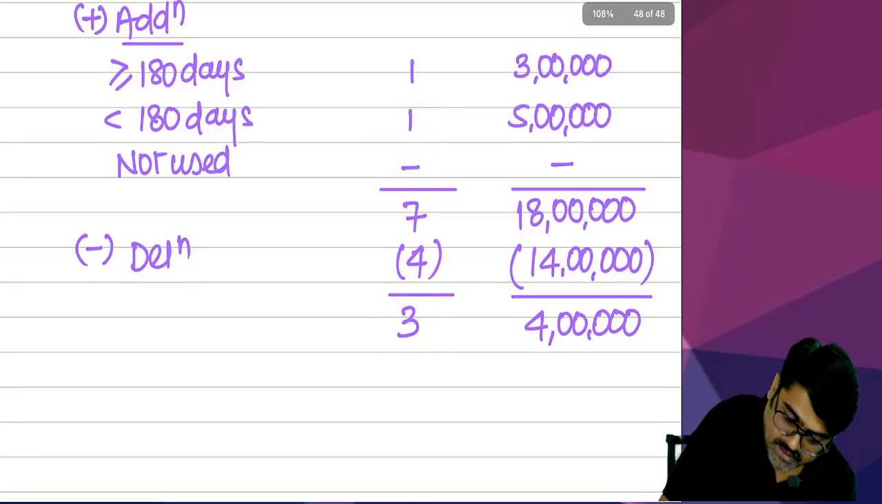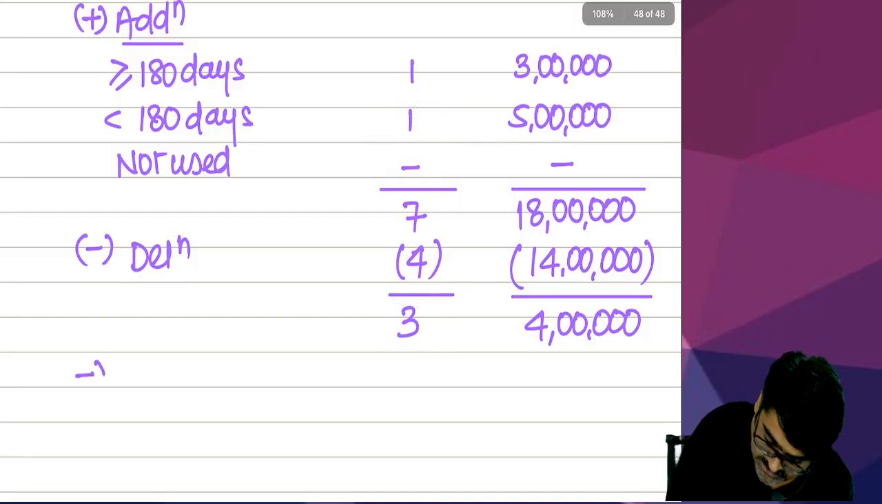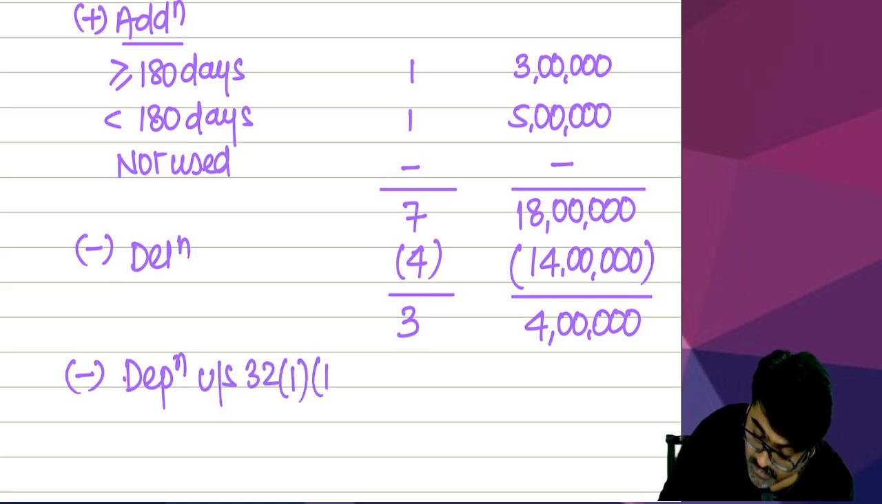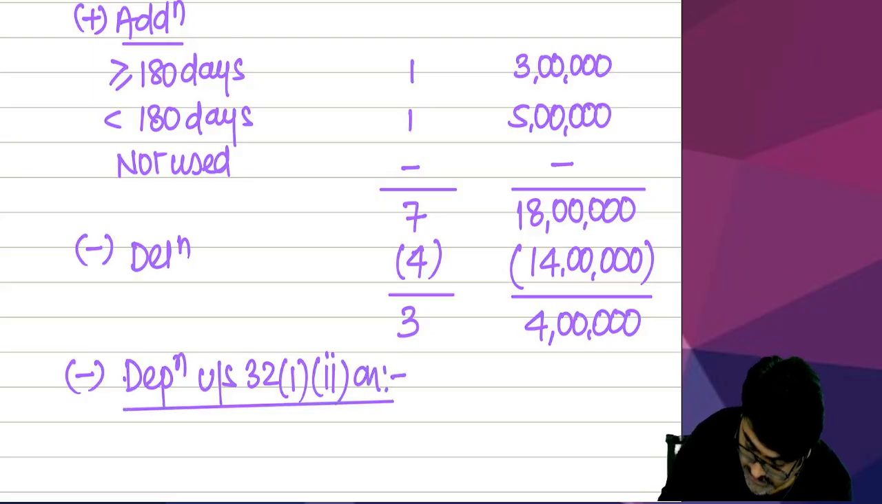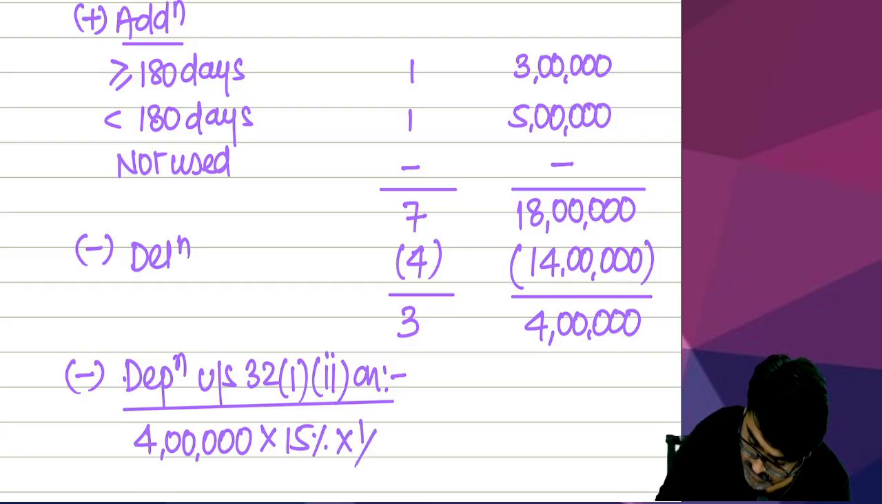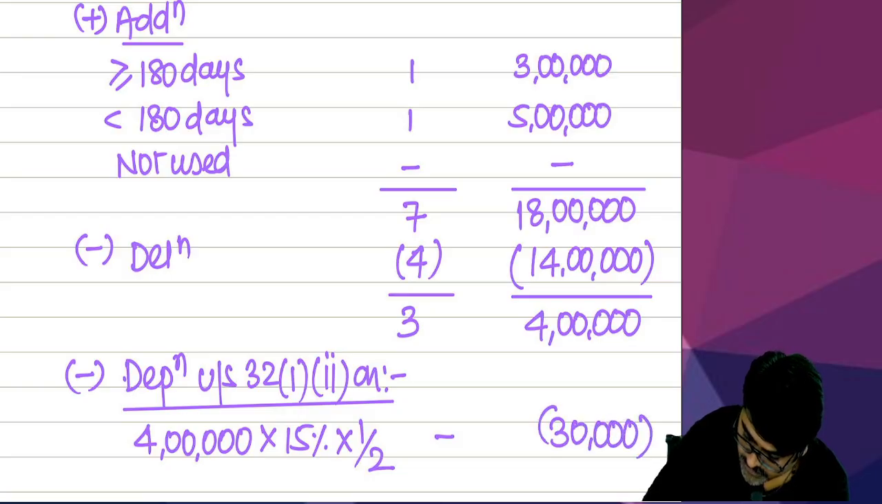So now tell me, if I will calculate depreciation, less depreciation under section 32(1)(2). On what? On entire 4 lakhs, you are going to apply what rate? Half rate. 15% into 1/2. Tell me how much? How much? 30,000. Okay. Now calculate.